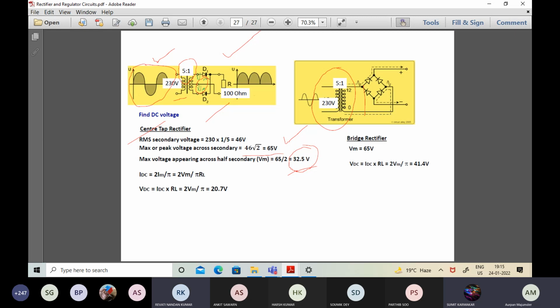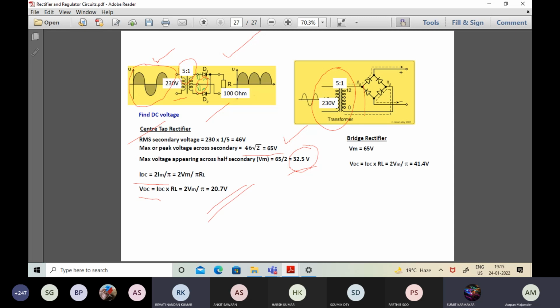Now, based on that idea, if I apply the corresponding formulas for IDC and VDC, we observe that the value of VDC, which is the one ultimately asked for in this problem, comes to be equal to 20.7 volts in the context of center tapping.